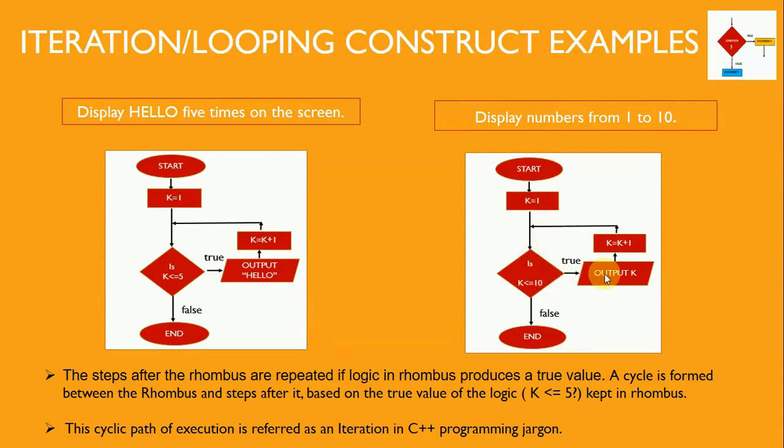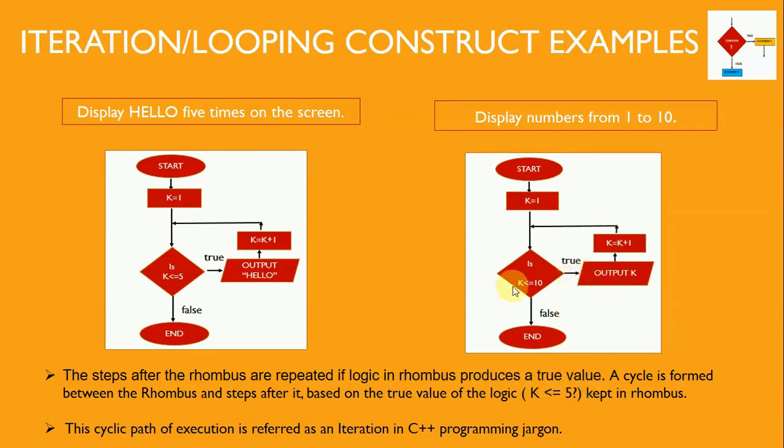So this action will be repeated 10 times, and when the value of k will become 11, this condition will become false, and my program will follow this path and it will end. So you can see the steps after the rhombus are repeated if the logic in the rhombus produces a true value.